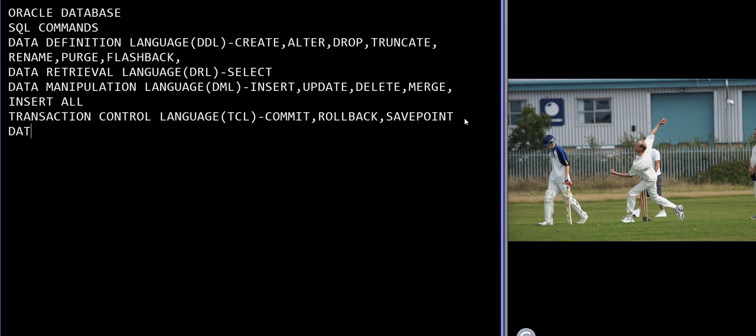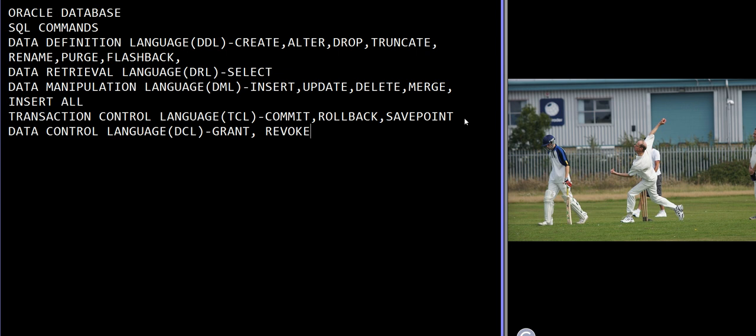And at last we have data control language commands. We have just 2, that is grant, revoke.